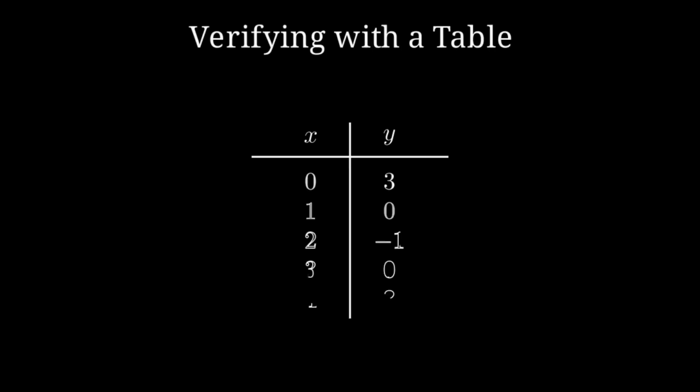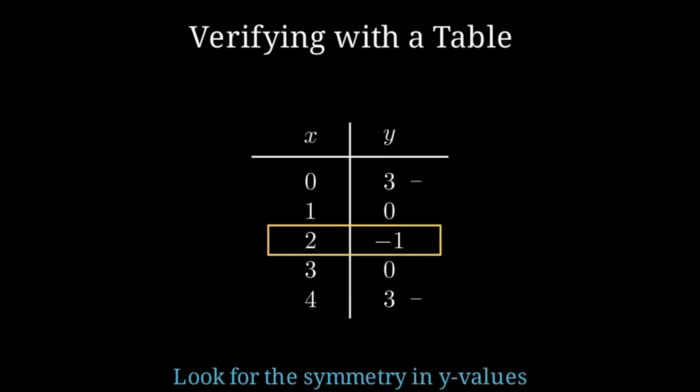You can also verify the vertex using a table of values. Look for the point where the y values stop decreasing and start increasing. The symmetry in the y values around a single point confirms you found the vertex.